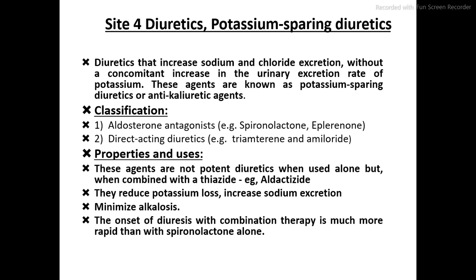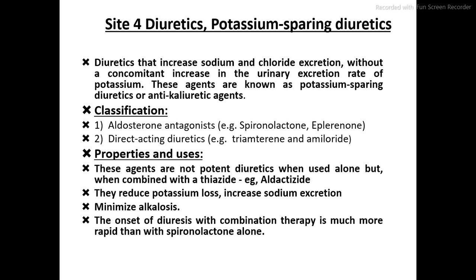Then again we have summarized these things, that is the site for diuretics or the potassium sparing diuretics. These drugs increase sodium and chloride excretion without a concomitant increase in the urinary excretion rate of potassium. These agents are known as potassium sparing diuretics or antikaliuretic agents. These site for diuretics or potassium sparing diuretics are classified into two subclasses.